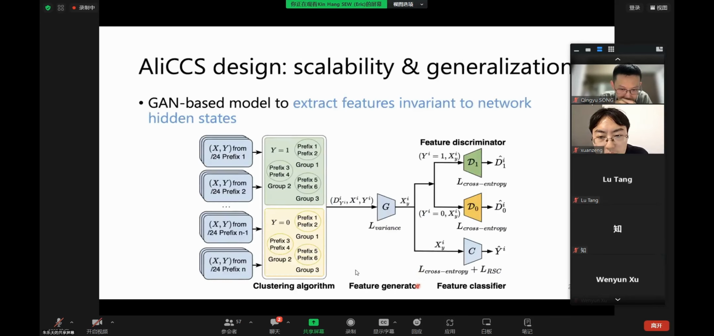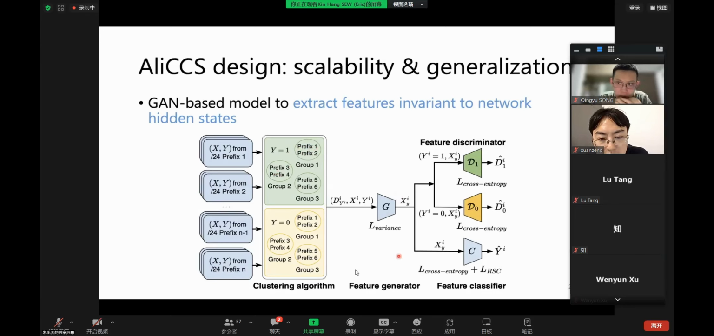The next slide shows the overall framework of the GAN-based model to extract features invariant to network hidden states. On the left-hand side, there is a clustering algorithm. This algorithm is used to provide scalability with domain knowledge-assisted clustering. We first separate the training data based on Y, which is the network type, Wi-Fi and 4G. After that, we group the IP /24 prefixes by clustering. By using clustering, we can achieve scalability by distinguishing which IP group, rather than predicting the specific IP prefix. Therefore, the search space is reduced.